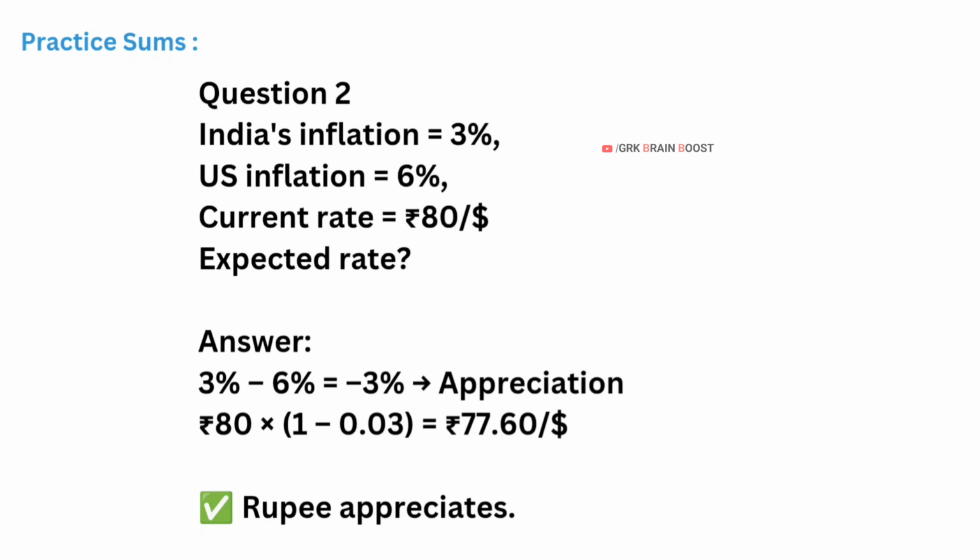The second question is India's inflation is equal to 3% and US inflation is equal to 6%. The current rate is rupees 80 per dollar. The expected change is 3% minus 6%, which is equal to minus 3%, an appreciation, and 80 into 1 minus 3% is equal to 77.60 rupees per dollar. But our current rate is 80 rupees per dollar. So here the rupee appreciates.